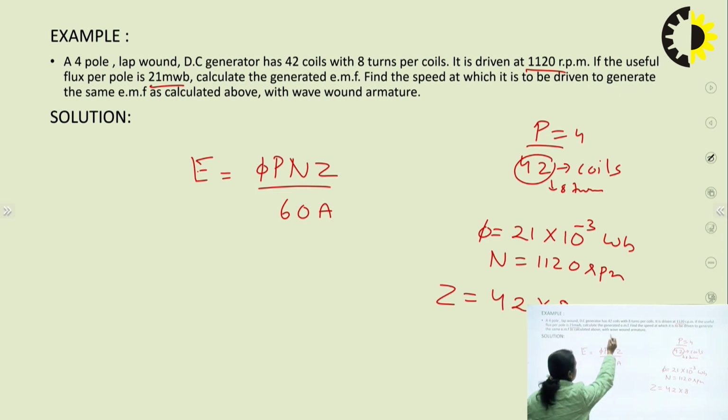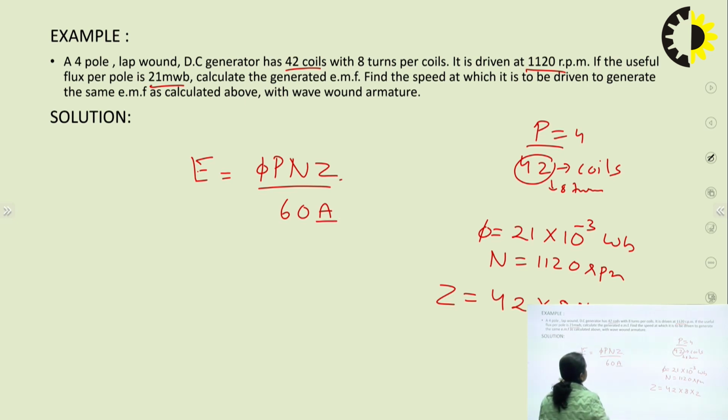You have 42 coils with 8 turns per coil. Each coil is having 8 turns. So how many turns will be there? 42 into 8. And we know that 1 turn contains 2 conductors, so it will be multiplied with 2. So you will get the value of Z here. You will put Z here.